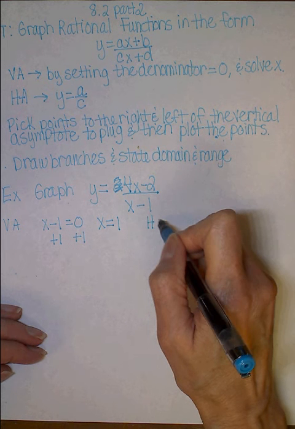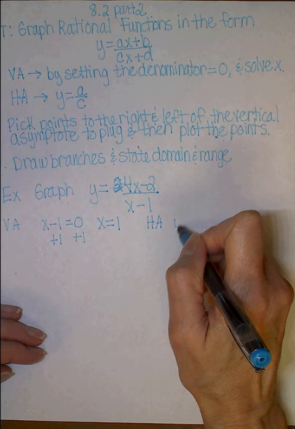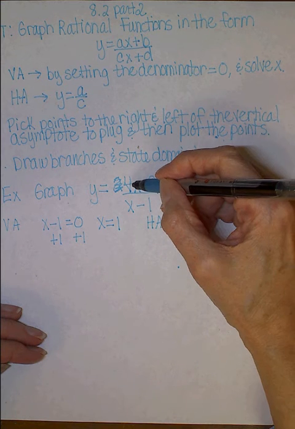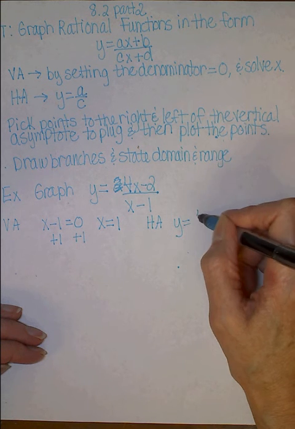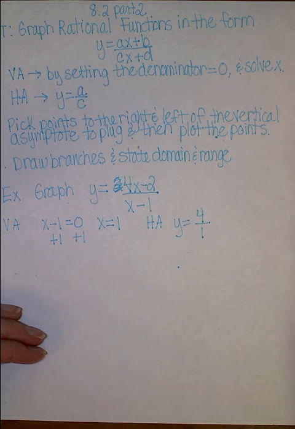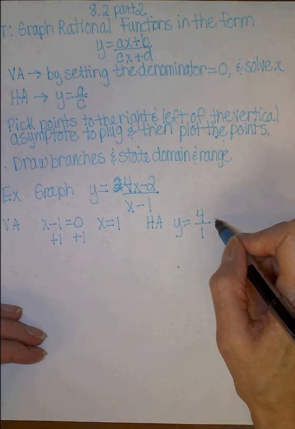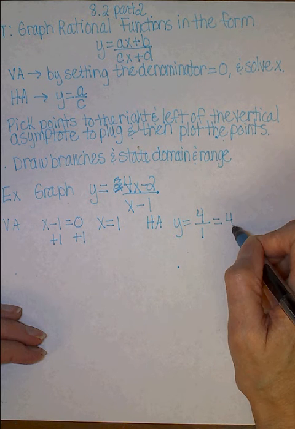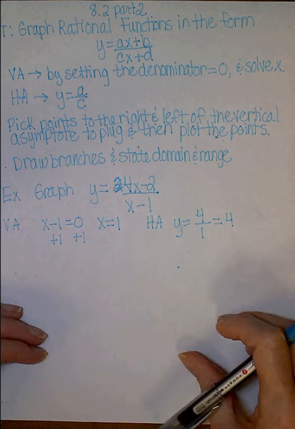Our horizontal asymptote, we have a 4, and then we have a 1 right here. Those numbers in front are called the leading coefficients. We make them into a fraction. And so 4 over 1 is just the same as 4.